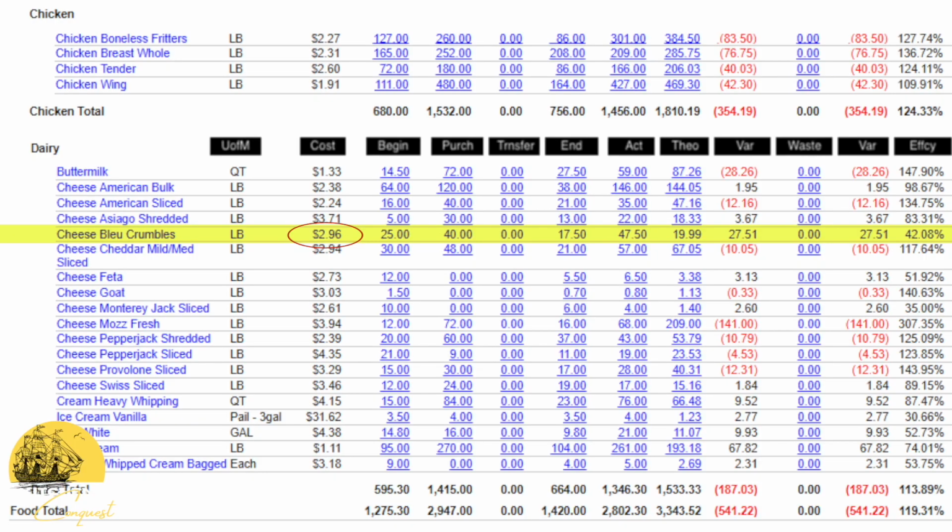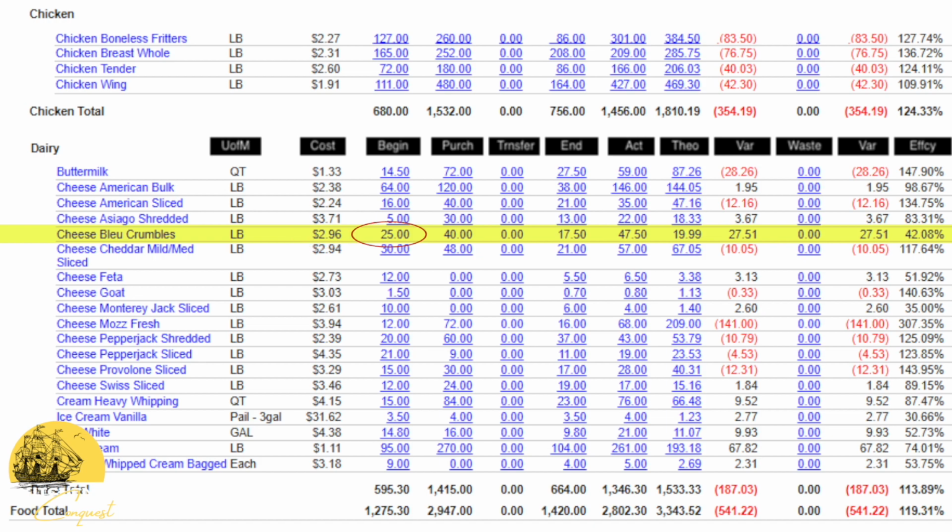So if I were doing inventory and I was counting this by ounces, that would throw off the results. So unit of measure needs to be consistent when you're doing your inventory. Next line over is unit cost. What that means is that it costs $2.96 for every pound of blue cheese that the restaurant sold.